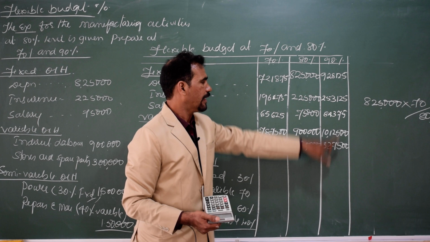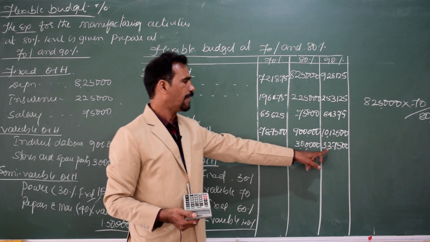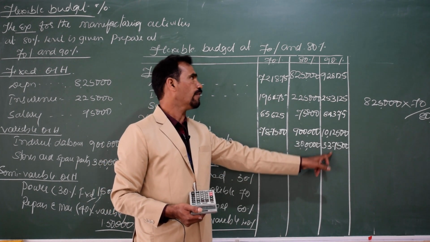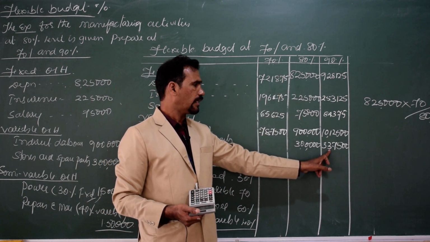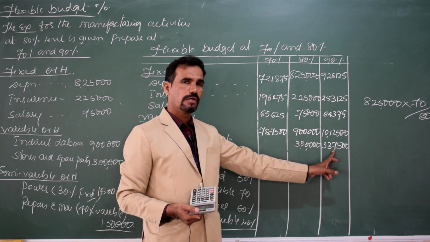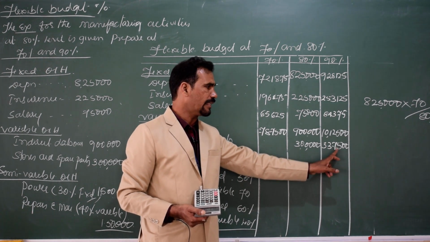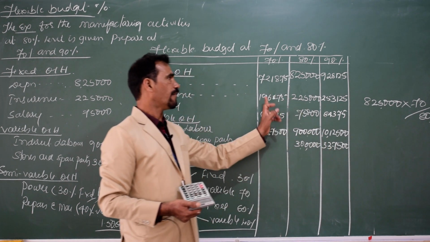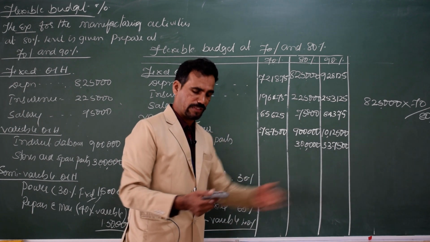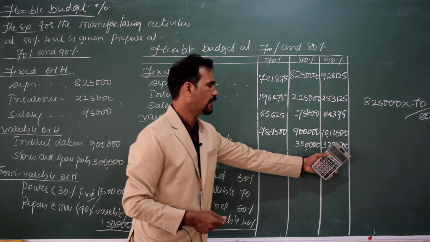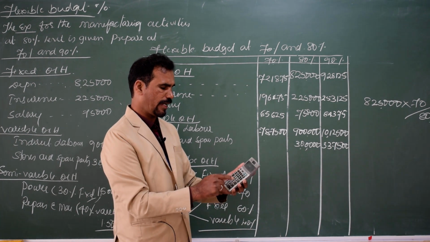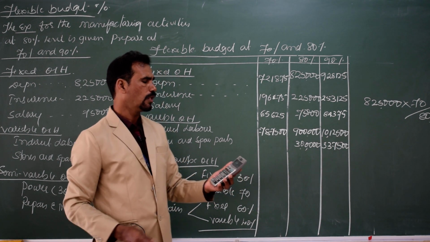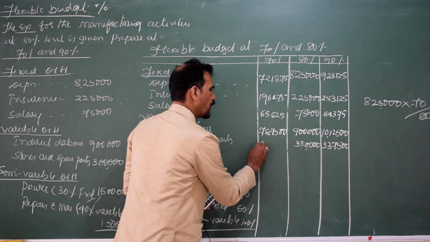So, already 80% is given and 90% we have done. Then next level we will go for the 70% capacity. How to find out the 70% capacity? First take the base level 3,37,500 into 70% capacity divided by 90 equals 2,62,500.